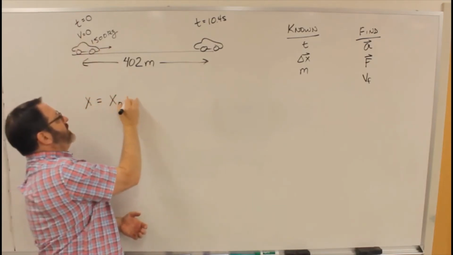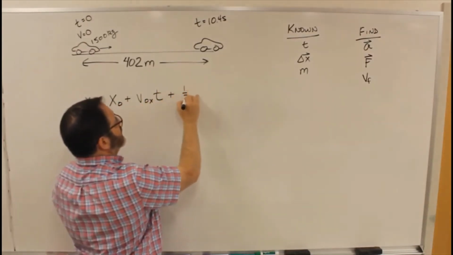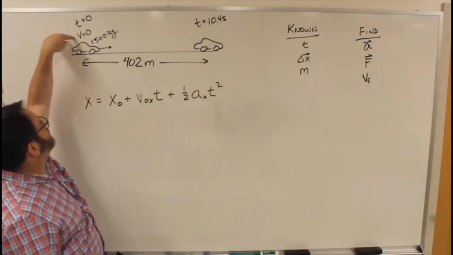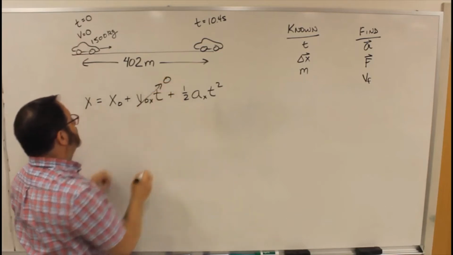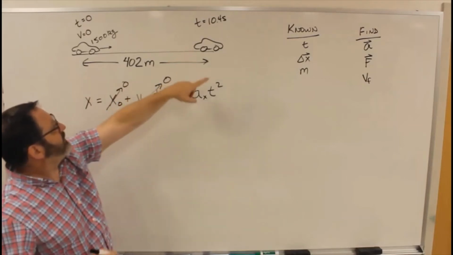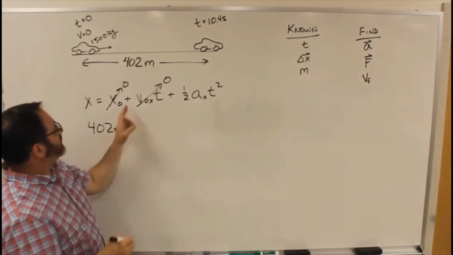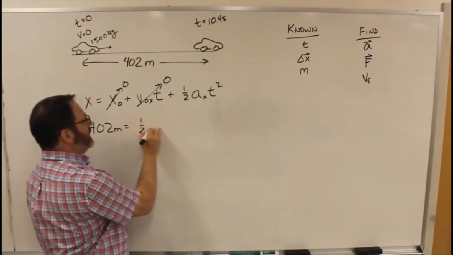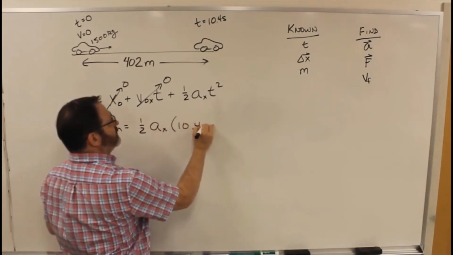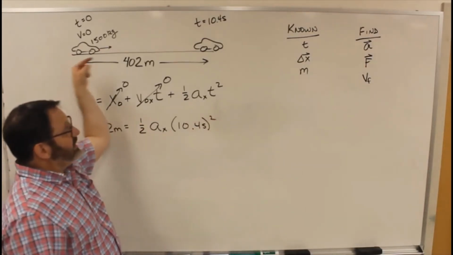So x is x naught plus v naught x times t plus 1/2 a_x t squared. Initial velocity is 0, so this goes away. Initial position, we can call the initial position 0, and then final position will be 402 meters. So 402 meters is 1/2 acceleration in the x direction times 10.4 seconds squared. So that we can solve to get acceleration in the x direction.